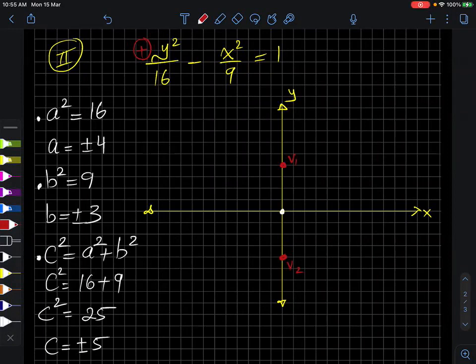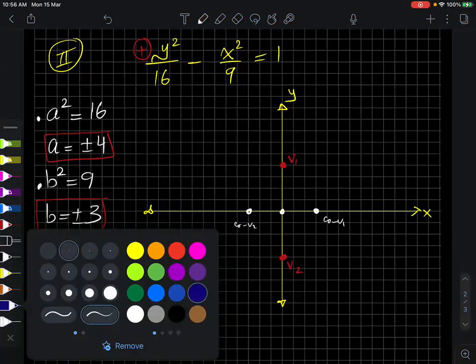Now, 3 units to the right. Why 3 units to the right? Because the b is 3. So I will move 1, 2, 3 to the right and 1, 2, 3 to the left. So here the co-vertex 1 and the co-vertex 2. And then quickly, guys, draw your rectangle.